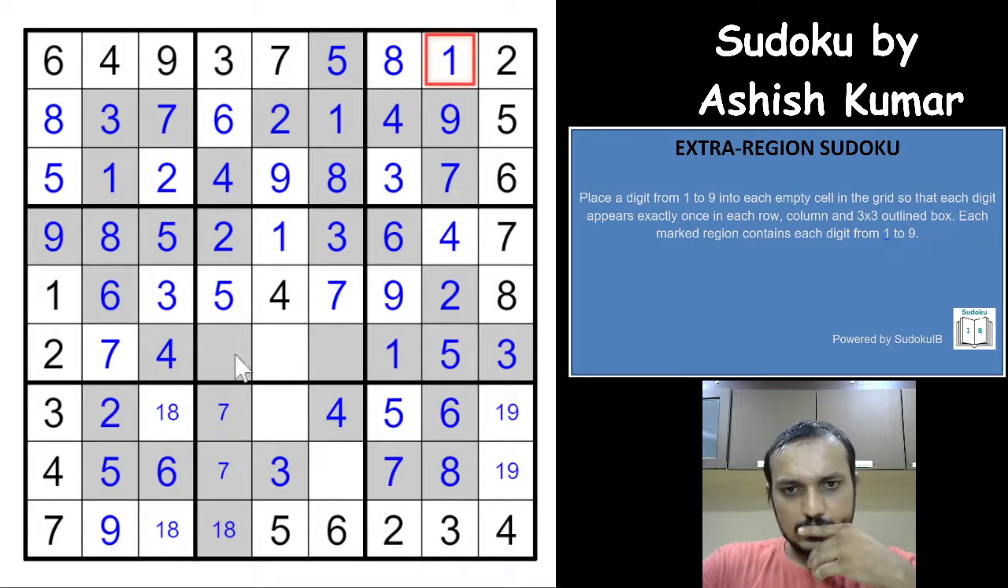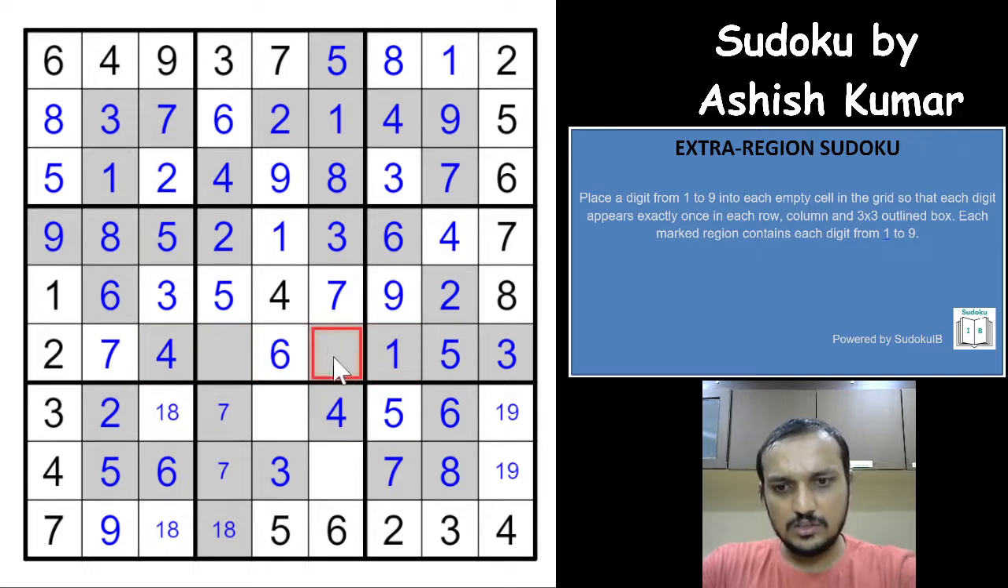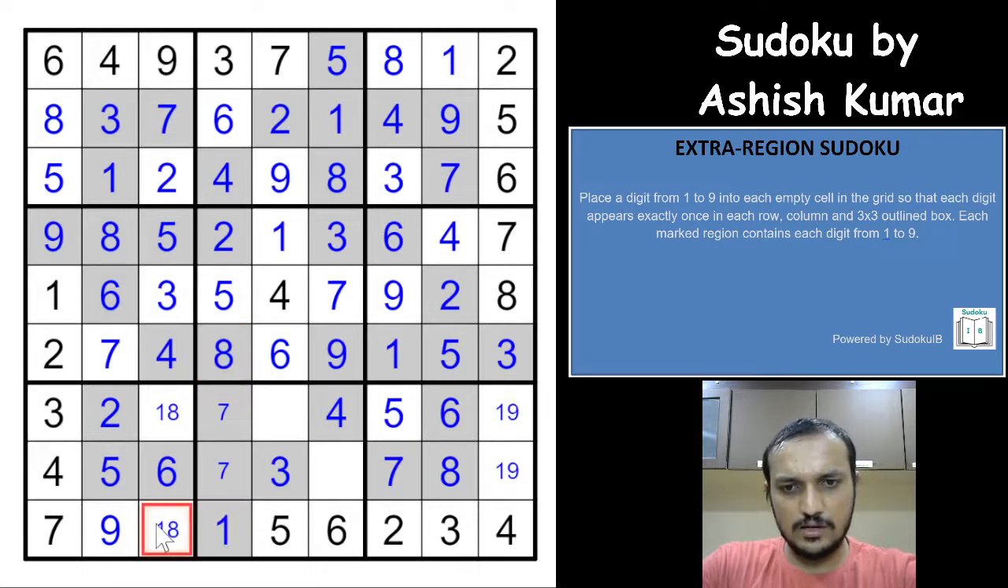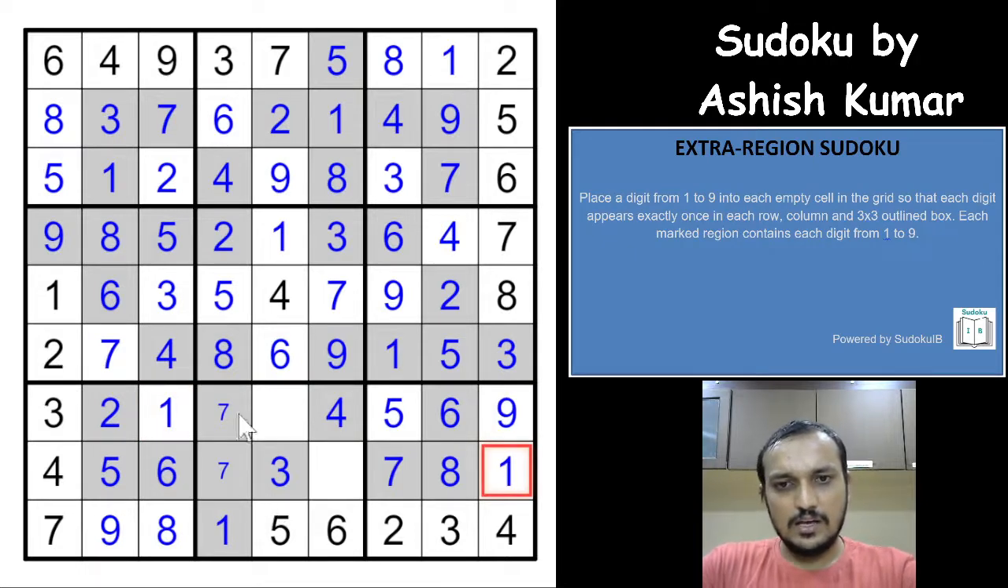And this should be easy now. 1 2 3 6 8 and 9 here. So this cell would have to be 6, 9 and 8. That 8 gives you a 1, and that should give you a 9 in this cell, 7 here, and these two cells are 2 and 8 in any order, so this would have to be 8, and that gives you a 2 here.